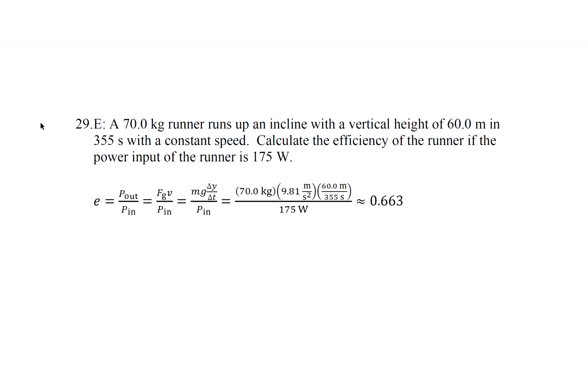Question 29. A 70 kilogram runner runs up an incline with a vertical height of 60 meters in 355 seconds with a constant speed. Calculate the efficiency of the runner if the power input of the runner is 175 watts.